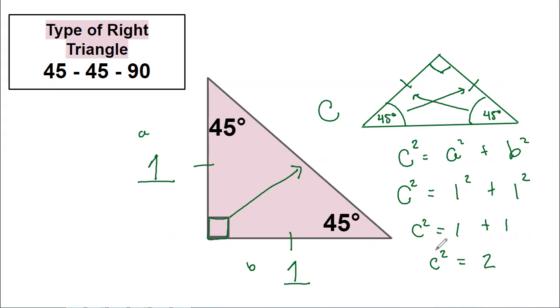Now, because we still have C squared, we need to isolate C. What's the inverse of square? I can't hear it, guys. There you go. Square root. So therefore, C equals the square root of 2. So the length of this side is going to be the square root of 2.